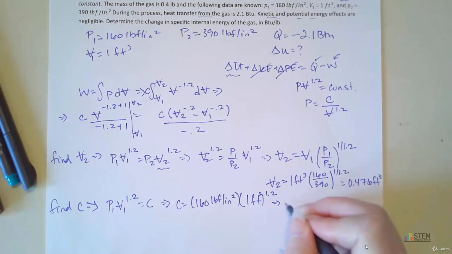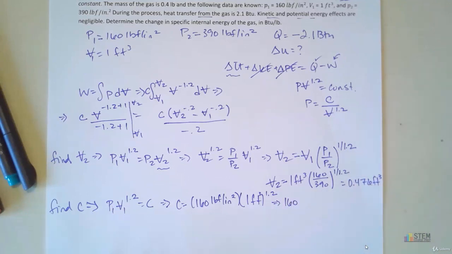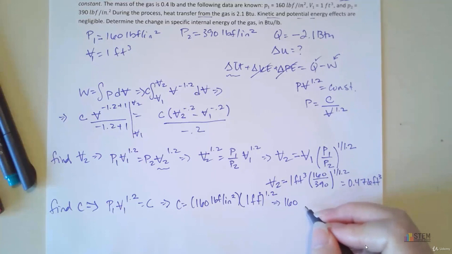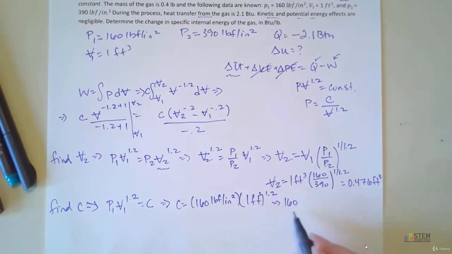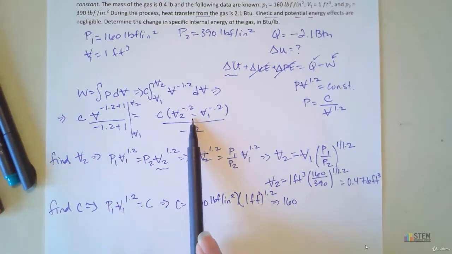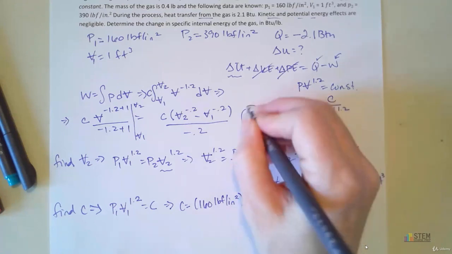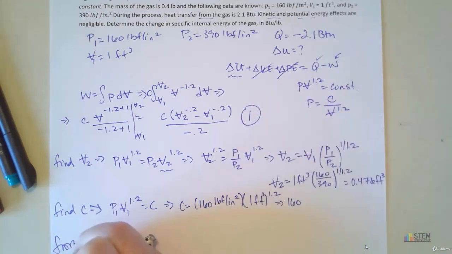Now this value is going to be 160, and your units here get a little weird, but they all end up working out in the end when you plug them back in. So I'm just going to leave that 160 there. Now let's take this 160, we're going to plug it back in up here along with V2. Let's call this equation 1 since we're far away here.